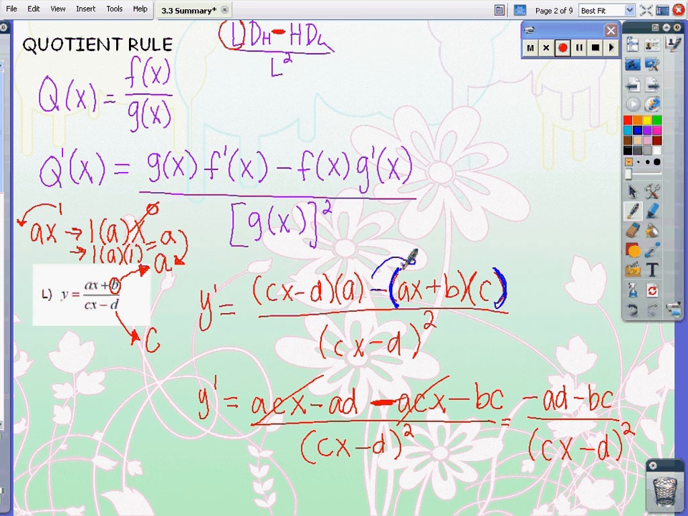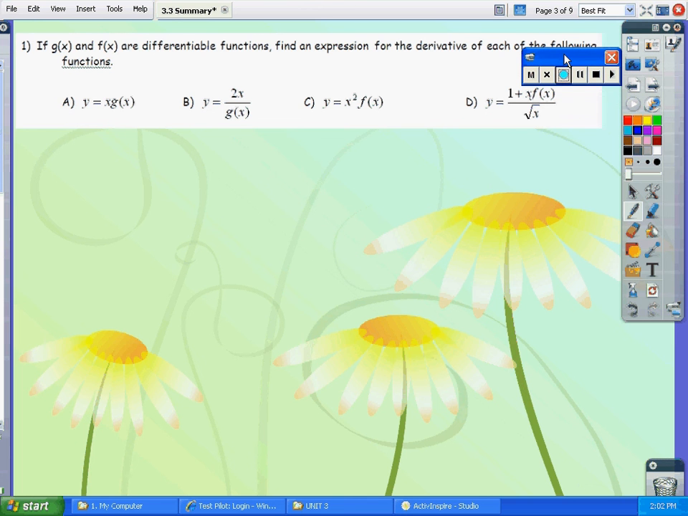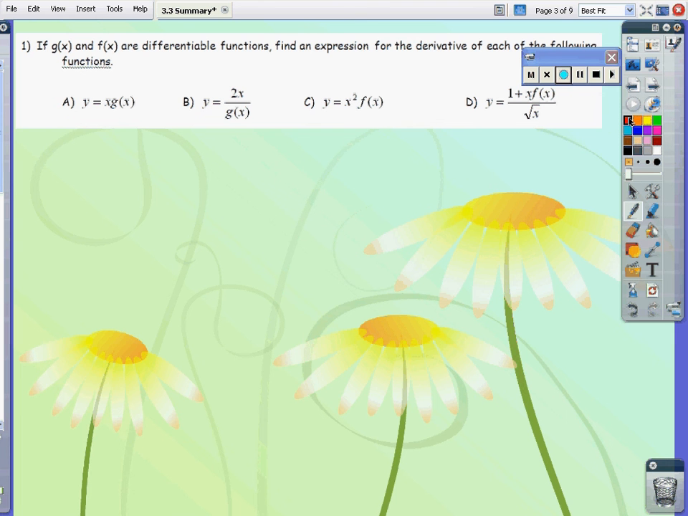So I have, I think, one or two problems. This one was a problem that we had on, I think, worksheet 3, maybe. I'm going to squeeze that right here. I'm going to do C and D because they had, well, I guess I can do B, C, and D. So letter B, y is equal to 2x over g of x.